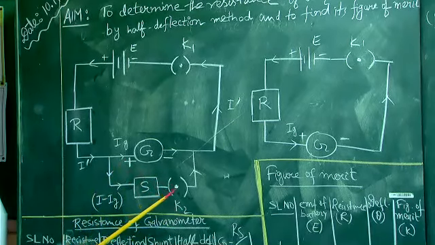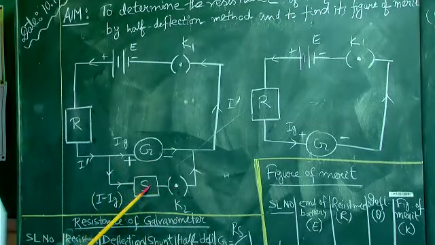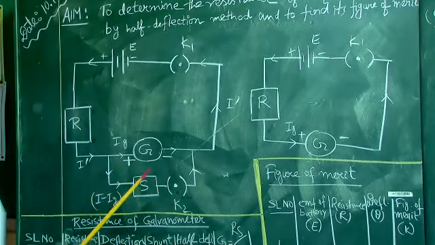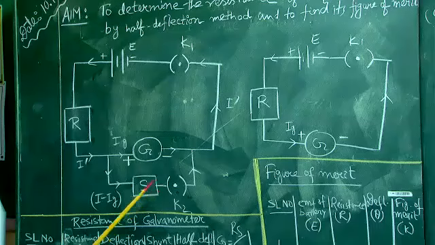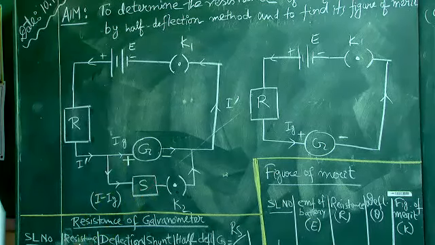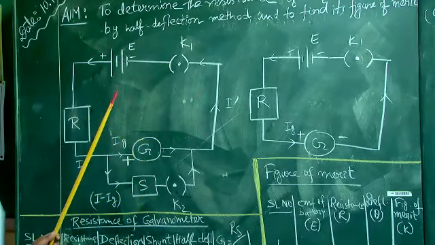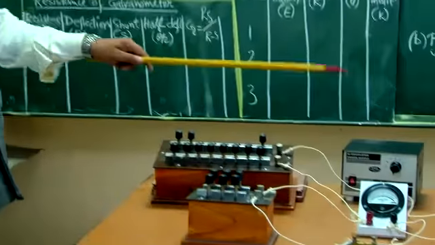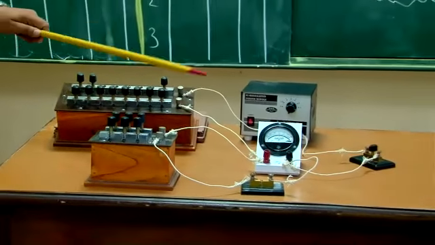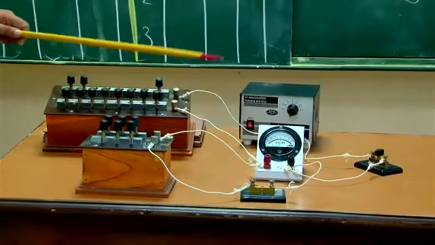That means if the key is on, then S is active and will be counted in the circuit, and if the key is off, then S will not be counted in the circuit. This way, this is a very simple circuit. So this is the required circuit for finding the resistance of the given galvanometer. Let us see the circuit now. This is the circuit as we have made as per the diagram.